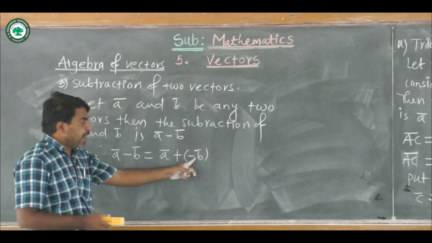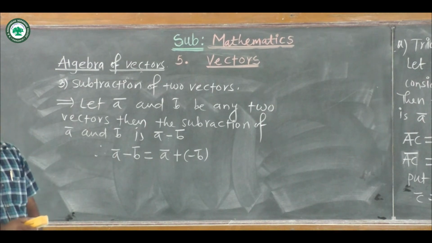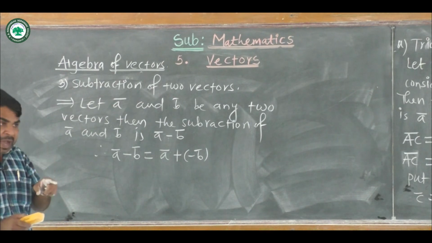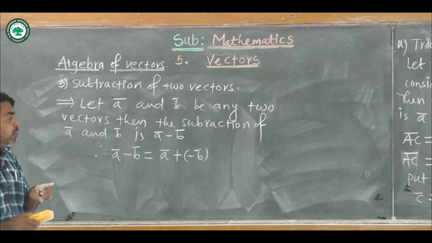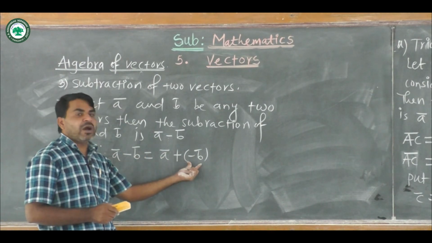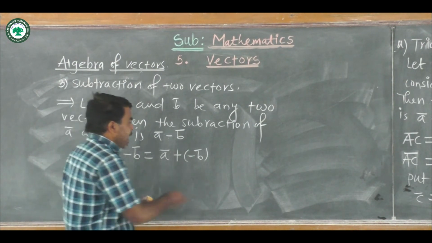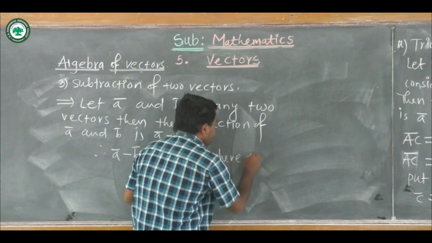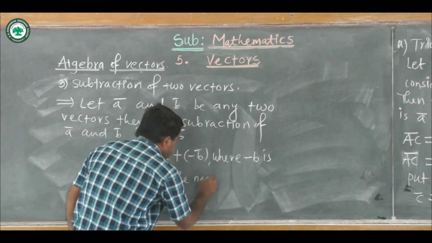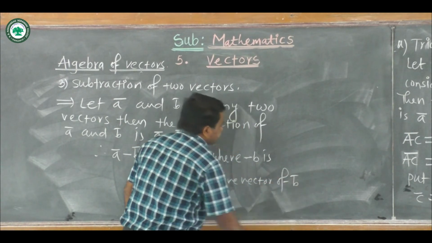What is this minus B bar? Anybody? What is this minus B bar? This minus B bar is the vector having the same magnitude as B bar but opposite direction to B bar. In particular, this minus B bar is called the negative of the vector B, where minus B bar is the negative vector of B bar.